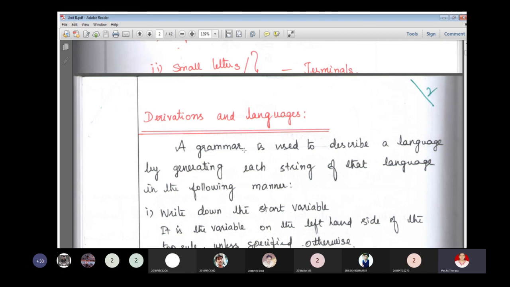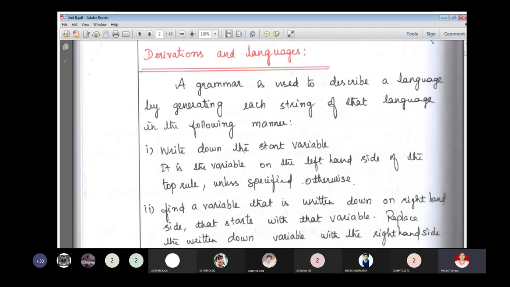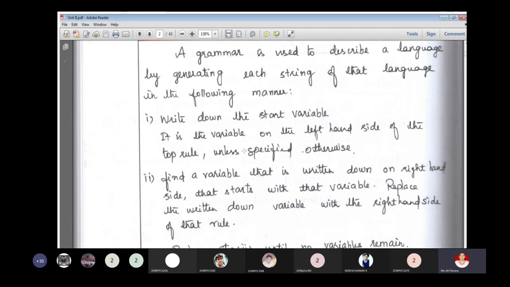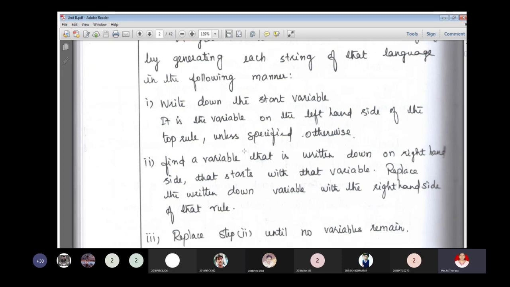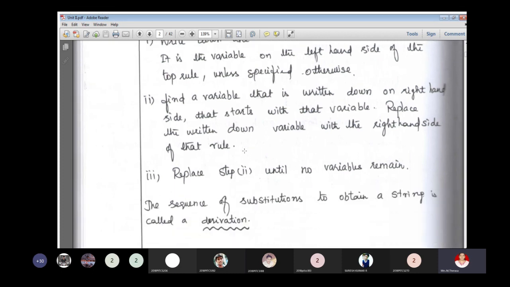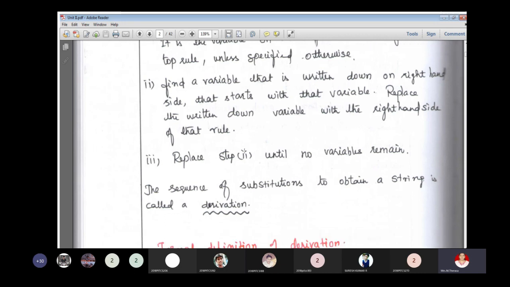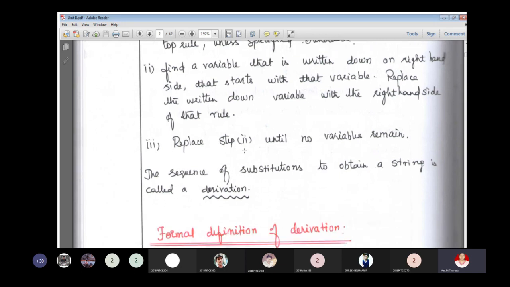So a grammar is used to describe a language by generating each string of that language in the following manner. We write down the start variable, then find a variable written down that has a rule with that variable on the left-hand side, and replace the written-down variable with the right-hand side of that rule. We repeat step 2 until no variable remains. The sequence of substitutions to obtain a string is called a derivation. The sequence of steps which we do to obtain a string is called the derivation.